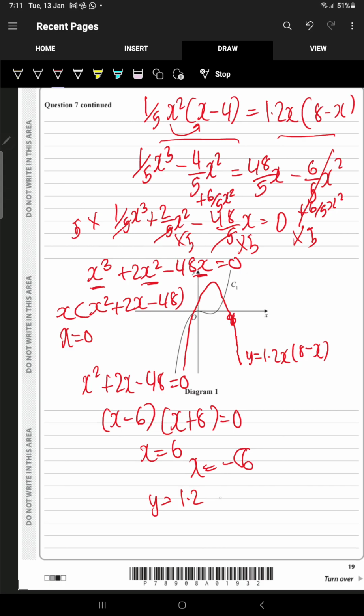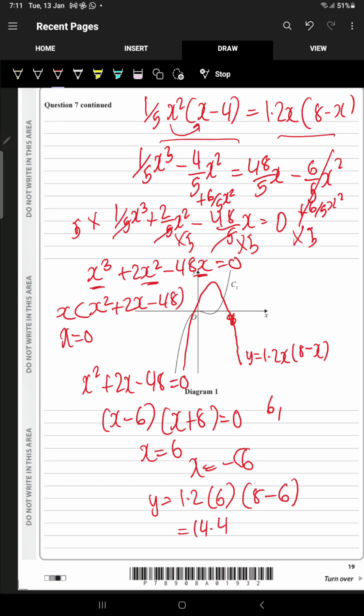All right, so if we substitute 6, we have 1.2 times 6 times 8 minus 6. This is going to give 7.2 times 2, which is going to be 14.4. So you can find that one point of intersection is (6, 14.4).